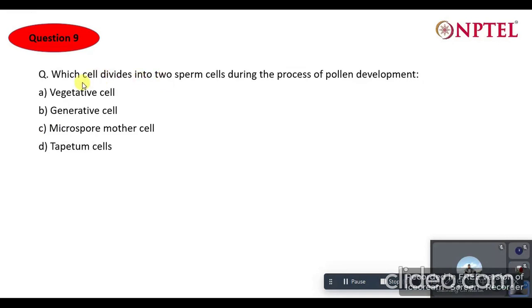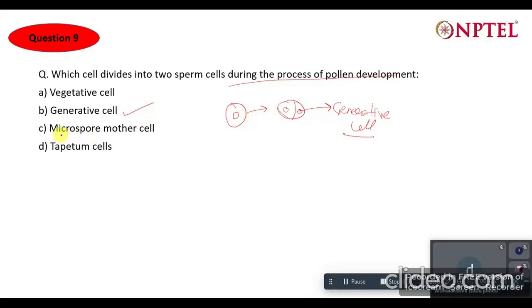Question 9 says, which cell divides into two sperm cells during the process of pollen development? The microspore develops into the pollen that has two nuclei, a vegetative nucleus, that is called the vegetative cell, and the other is the generative cell. The final sperm cells are generated from the generative cell. So the answer would be generative cell.